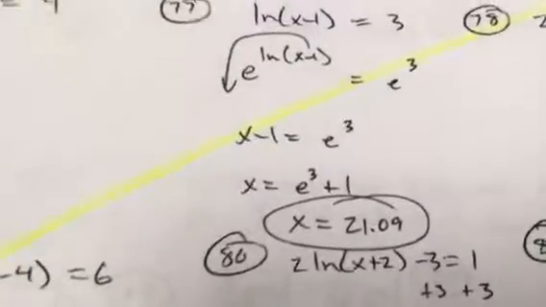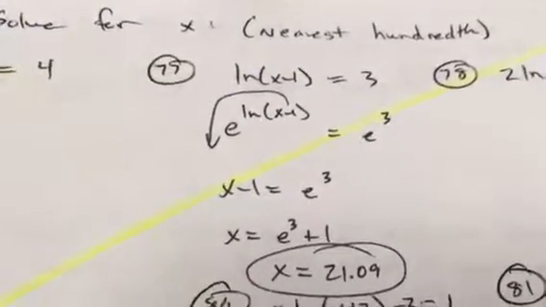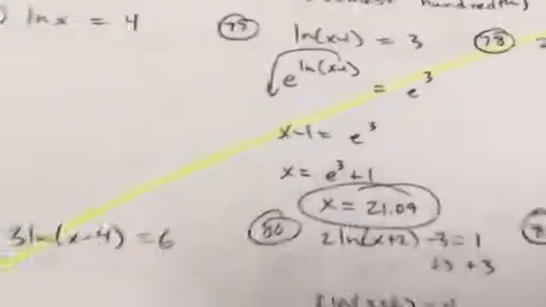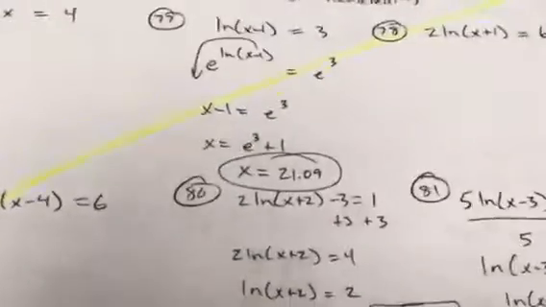Guys, when you have natural log x, the only way to get rid of it is attach e as the base. So you're going to have e to the natural log x minus 1 is equal to e to the third. X minus 1 is e to the third. So x would be e to the third plus 1.